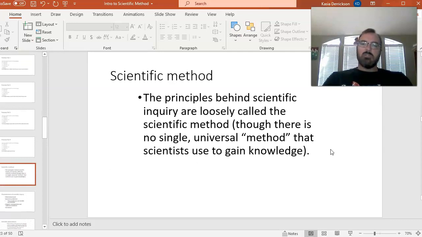Right, the scientific method is a general procedure, a general outline for how things should be done. It's loosely called the scientific method, although there's not really one universal method. When scientists go in to work each day, they're not like, I'm here to do the scientific method, right? So it's kind of implied for them. But overall, we're going to learn this process. It's a good thing to learn and to know about, and it's a good process.